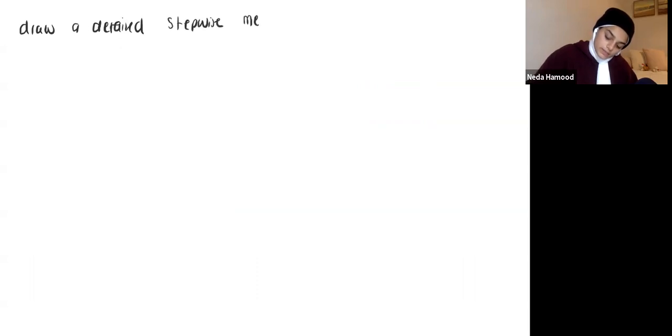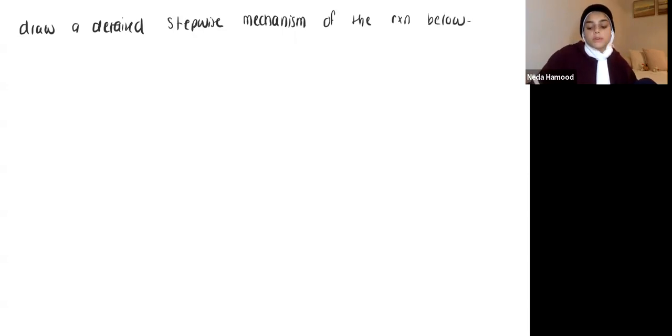Let's draw a detailed stepwise mechanism of the reaction below. I think I'm going to do one more question after this, and then I'm going to stop the recording so we can go over a couple different questions that I have for you guys.